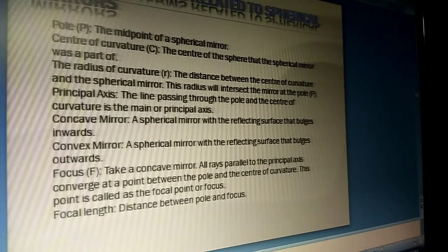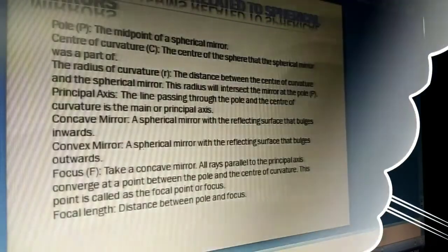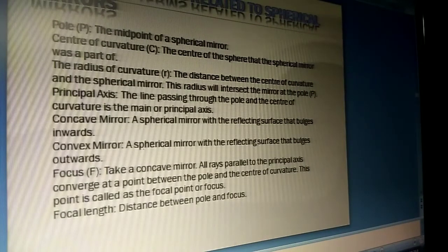Now the line which passes through these two points, the midpoint of the curve, that is the pole of the mirror, and the center of curvature of that spherical mirror, and extends beyond them, is called the principal axis. If the surface curves inwards, it is called a concave mirror, and if the polished surface bulges outwards, it is called a convex mirror.